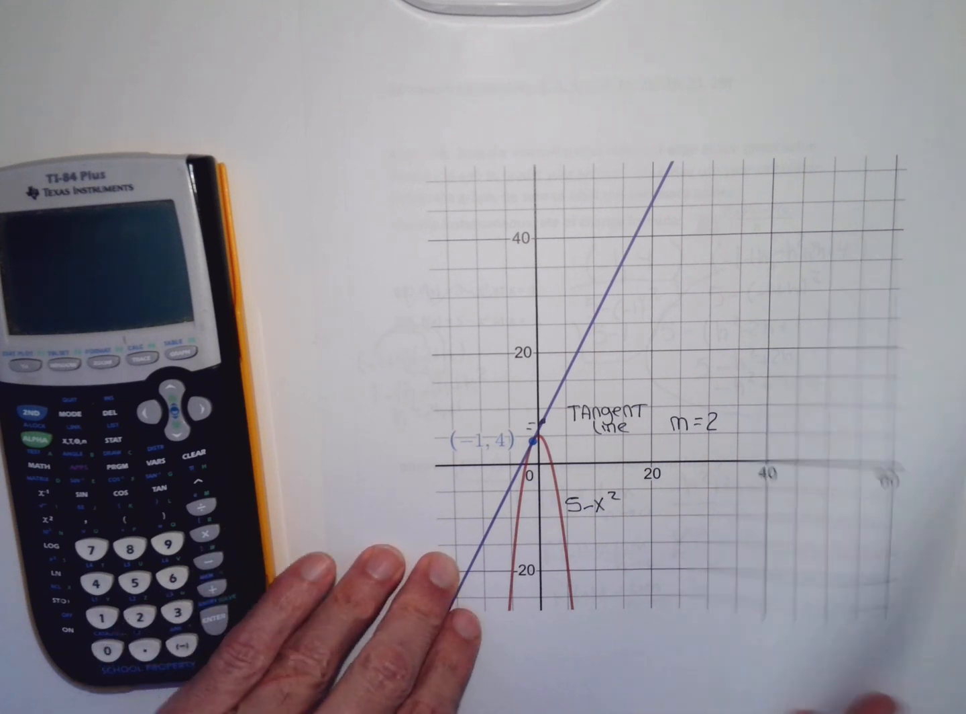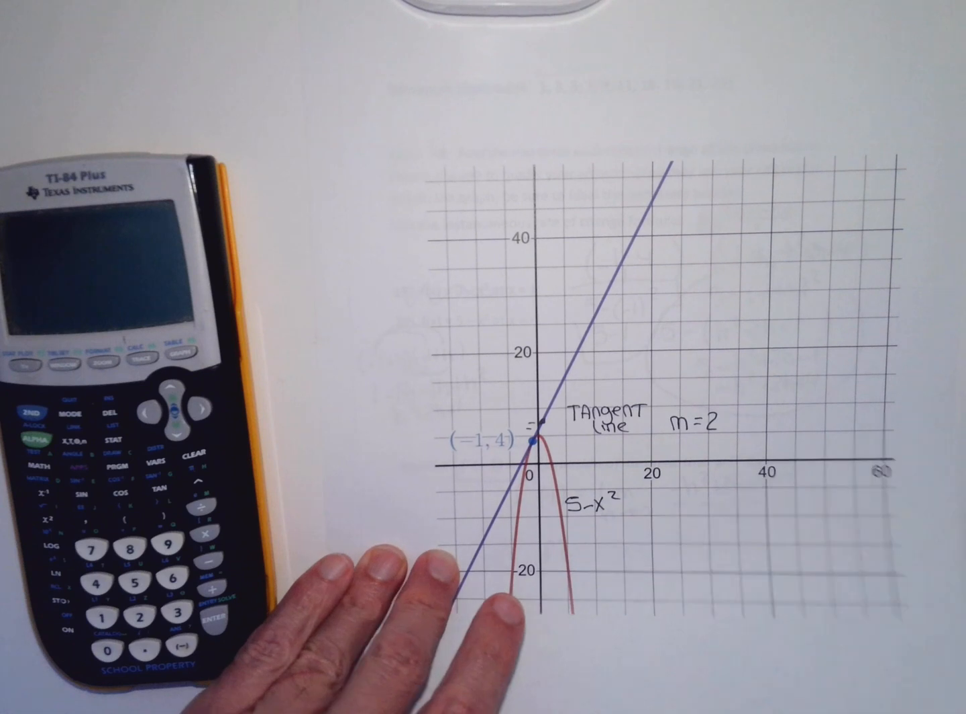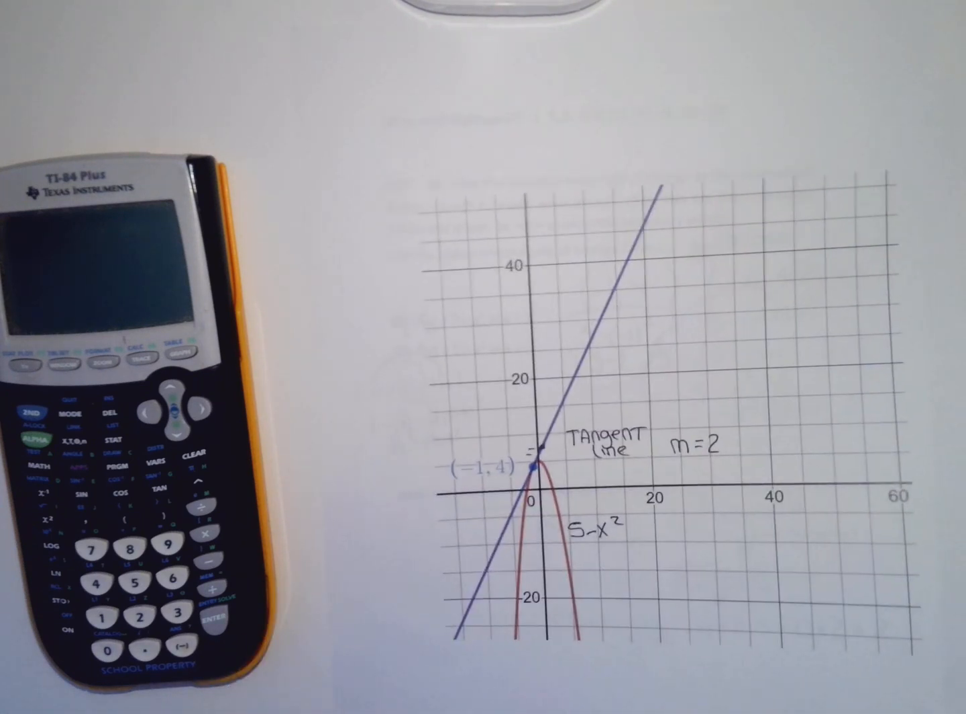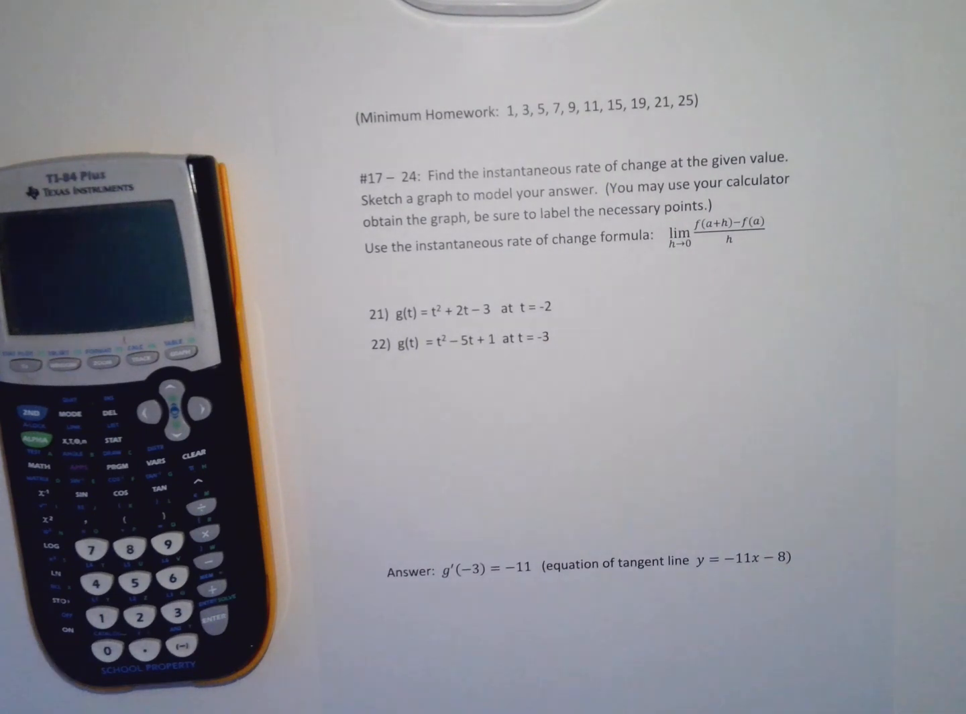Don't have to do the graphs. There's enough work doing just the grungy algebra. An uglier one. Let's do an uglier one.